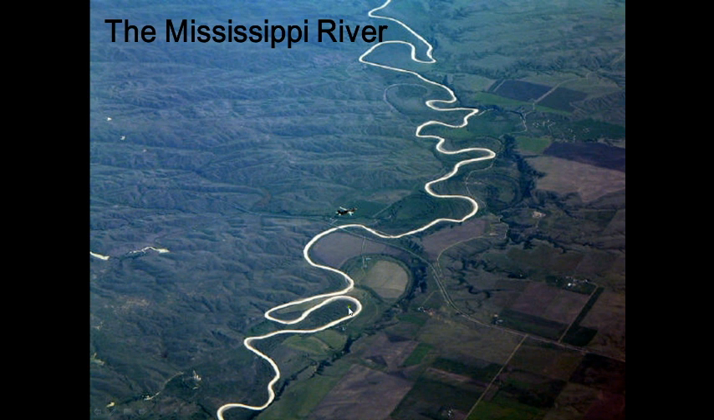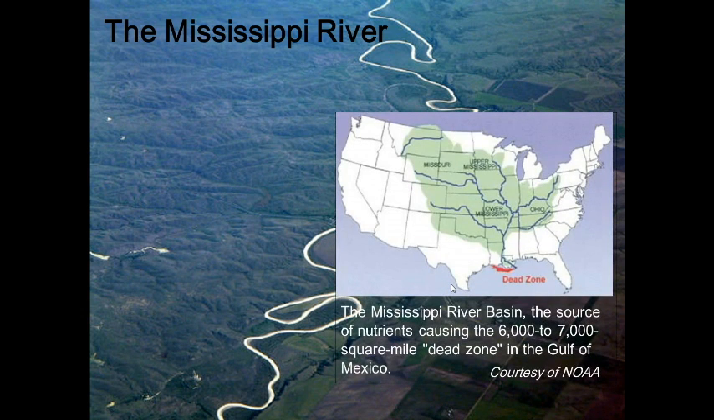This is a picture of a portion of the Mississippi River. Not sure where in the U.S. this particular picture was taken. The Mississippi River Basin, this entire area, is the source of the nutrients causing the dead zone at the mouth of the Mississippi. Remember, in this dead zone, there's no life. It can't grow.